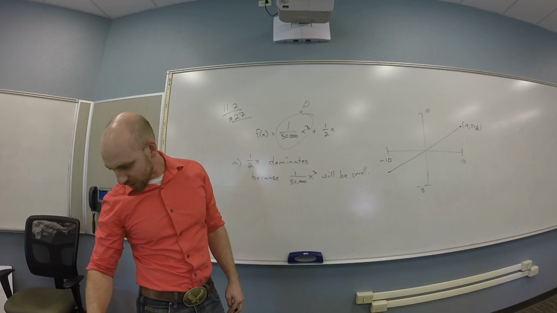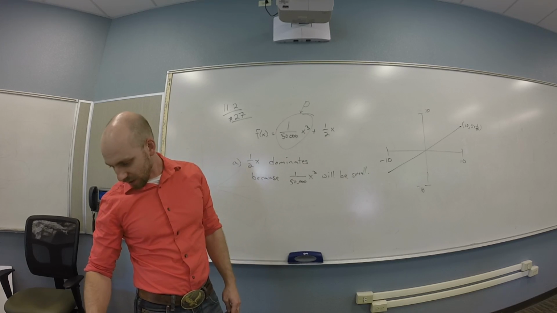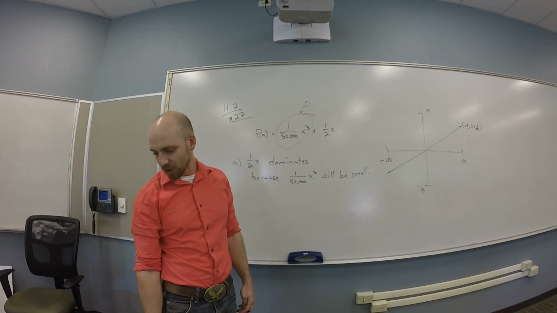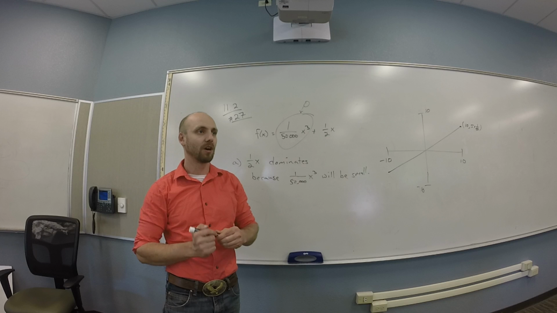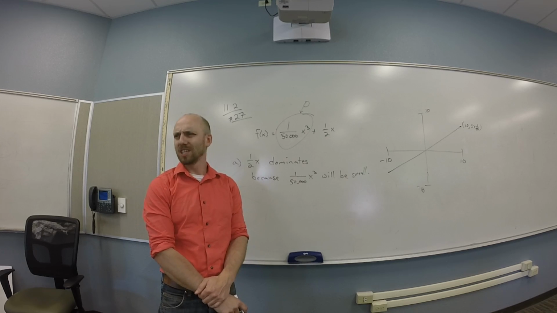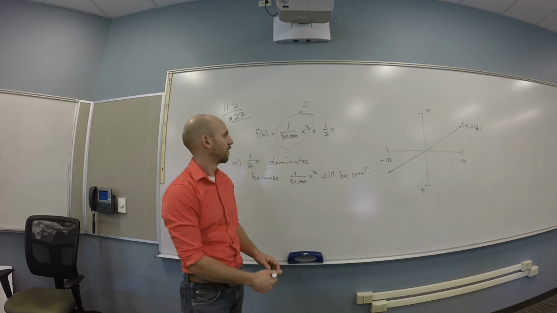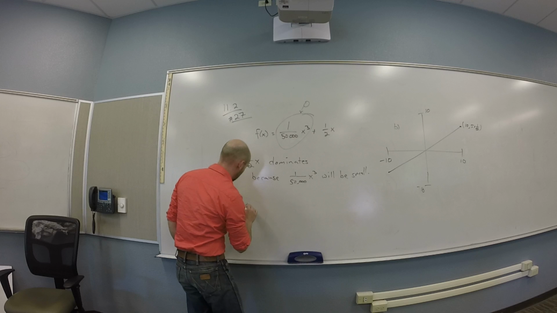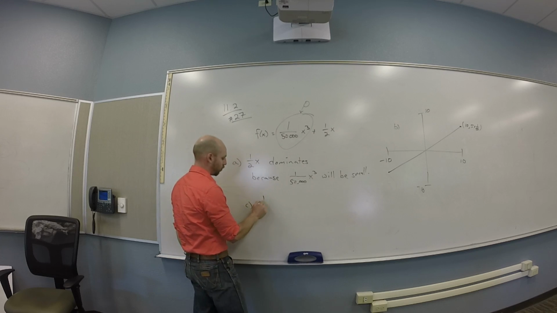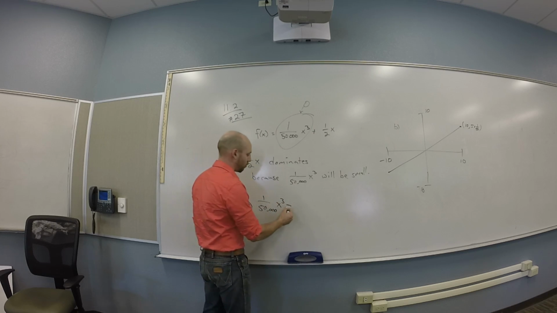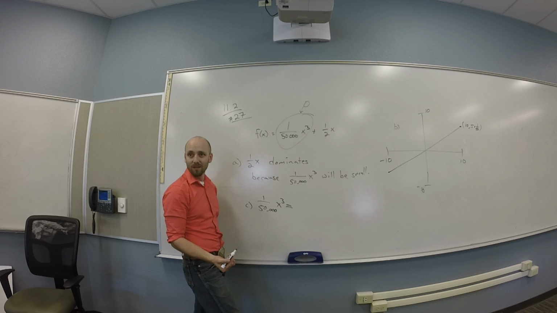And then part C: how large a value is required for the cubic term of f to equal the linear term? So what the heck are they asking for? Which one's the cubic term? Yeah, so the cubic term is 1/50,000 x cubed, right? And this is supposed to equal, what's the linear term?